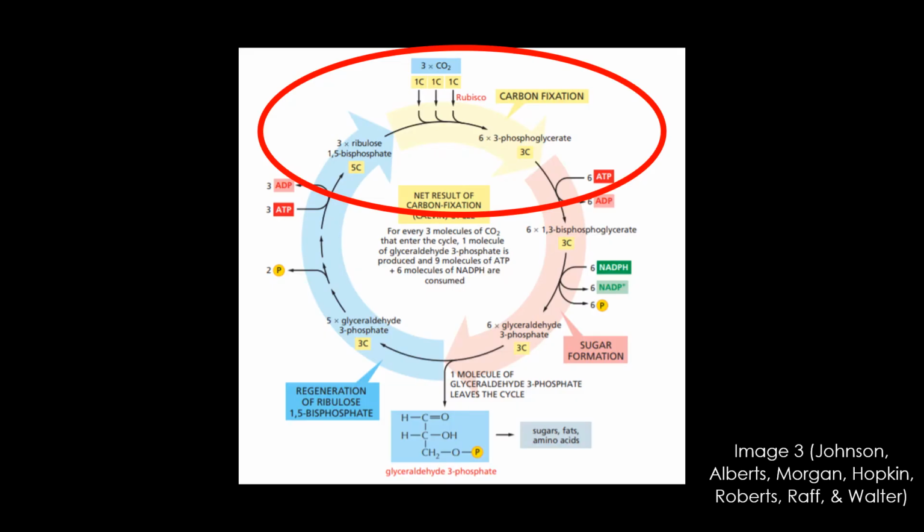In this image of the Calvin cycle, the section featuring carbon fixation is circled. Notice the 3 carbon dioxide molecules going in to form the 6 molecules of 3-phosphoglycerate.